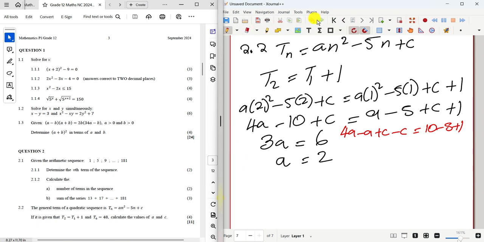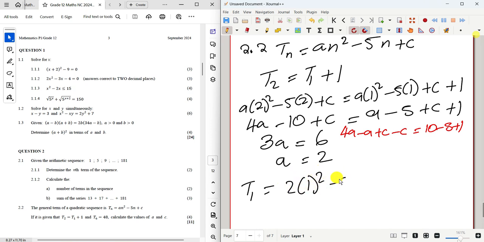So let's go. Let me go back to my black color. So you remember T1 is equal to A. What is the value of A? We found it to be 2. Will it be right to be going this route? It won't be right because we don't know what T1 is. Do we? No, we don't.